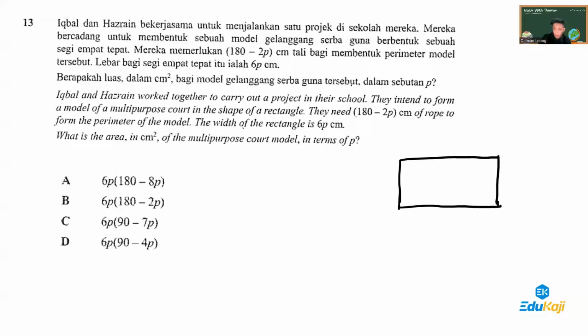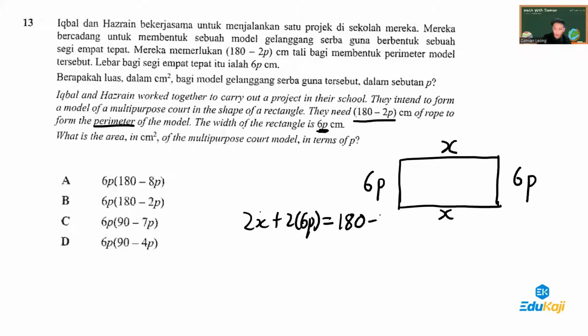Okay. They need 180 minus 2P cm of rope to form the perimeter. So that is the perimeter. Width of the rectangle is 6P. So let's put this as 6P. So the opposite side will also be 6P. I don't know what this is, let's just call it X. So 2 times X plus 2 times 6P equals 180 minus 2P.